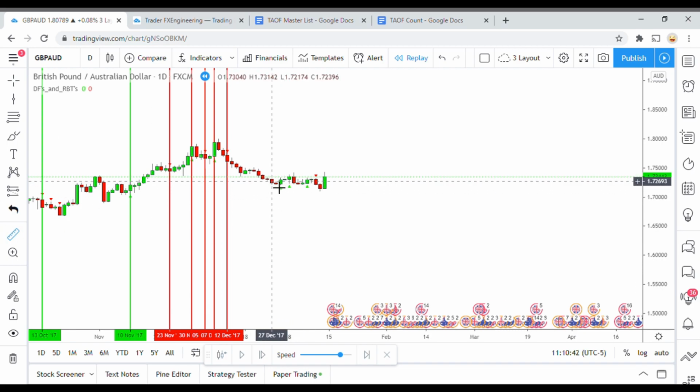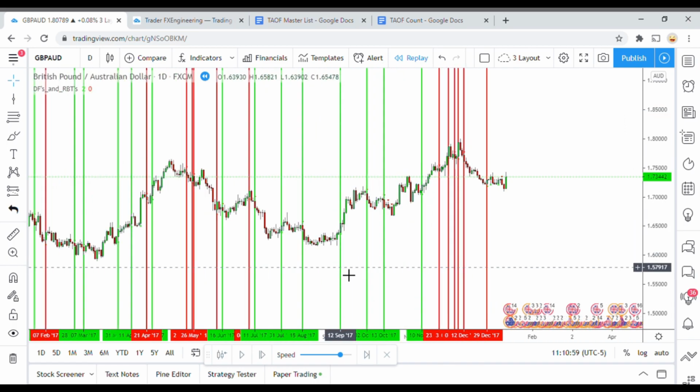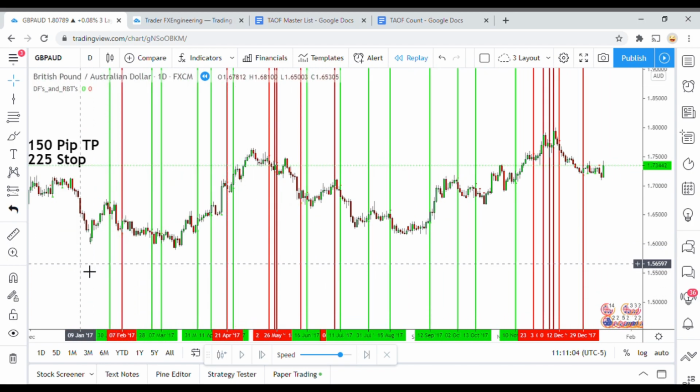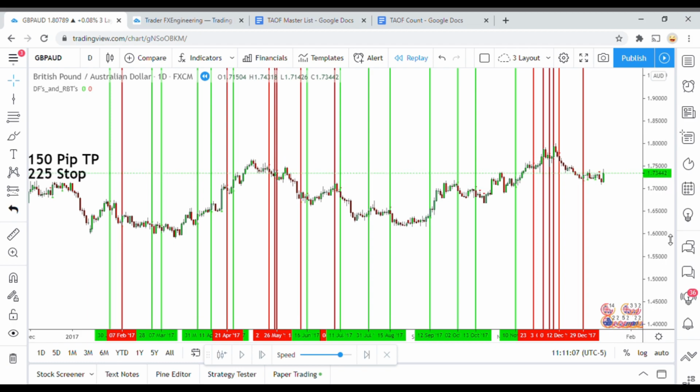I don't think, let's see. Looks like it probably stopped us out. Nope. Didn't quite stop us out, but it actually gave us a short signal right there. So that would have been a losing trade as well. All right, so there we have it. So this is the deep fractal signals and rubber band indicator. So let's go ahead and count them out and see what we get.